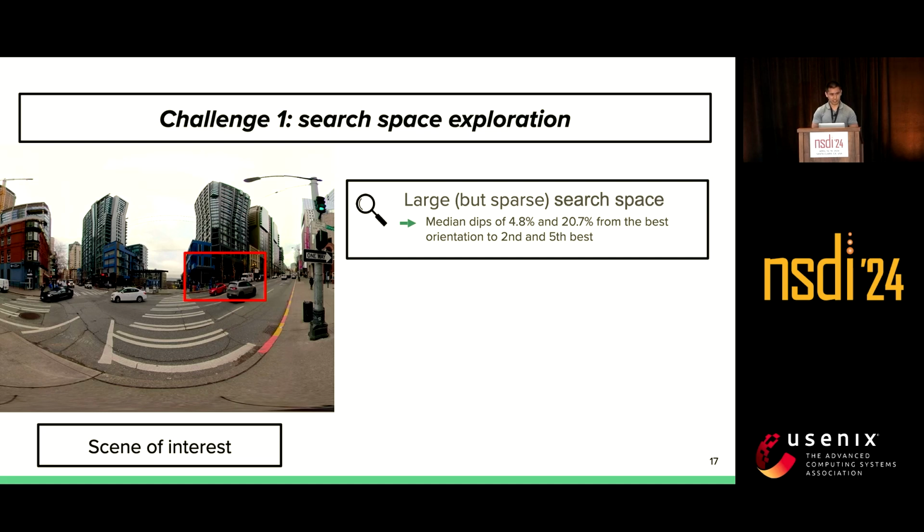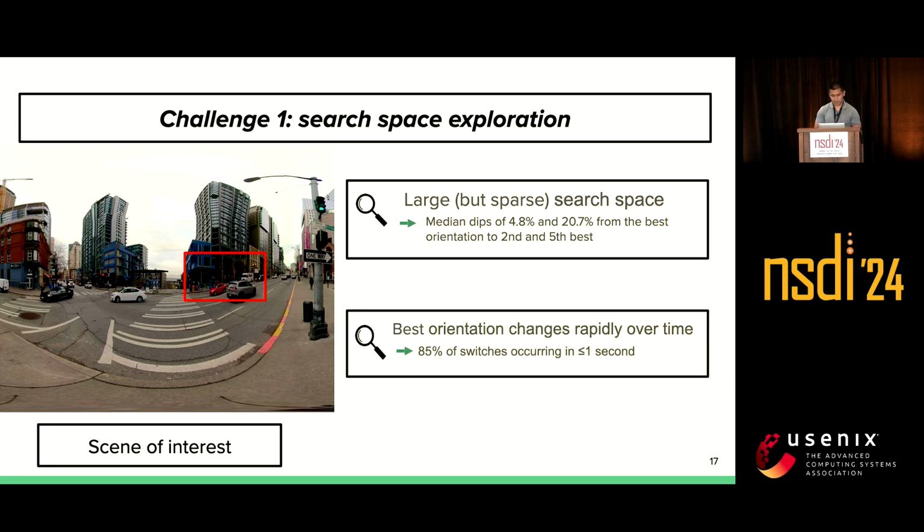By just choosing the second best orientation, we can expect to see median dips of 4.8% in accuracy loss compared to using the best orientation. Additionally, we see that the best orientation changes rapidly over time, with many switches occurring in well under a second. This is largely because of the complexities of the queries, as well as the dynamics of the scene.